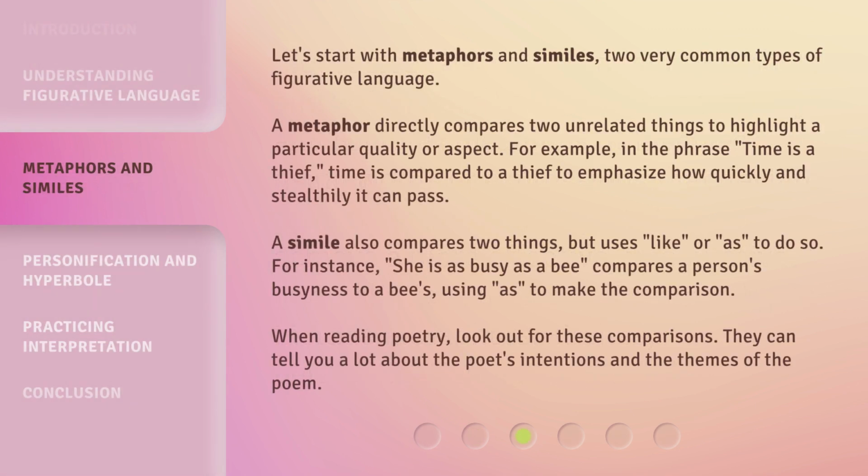Let's start with metaphors and similes, two very common types of figurative language. A metaphor directly compares two unrelated things to highlight a particular quality or aspect. For example, in the phrase, "time is a thief," time is compared to a thief to emphasize how quickly and stealthily it can pass. A simile also compares two things, but uses like or as to do so.